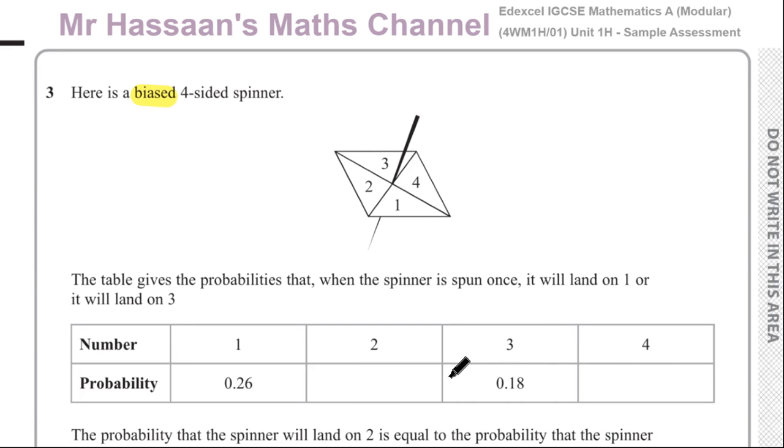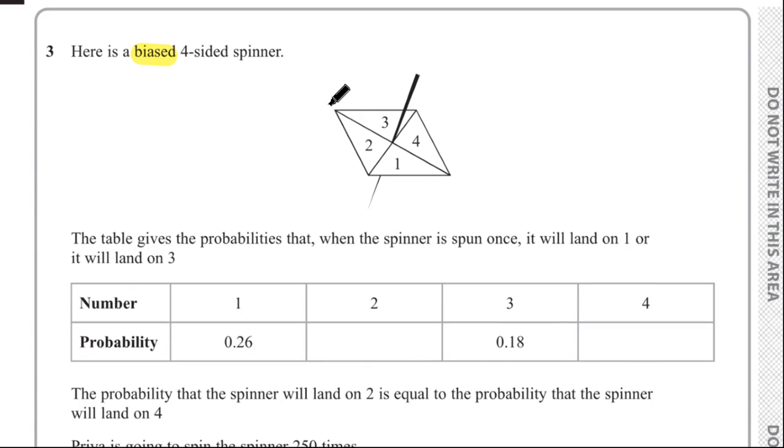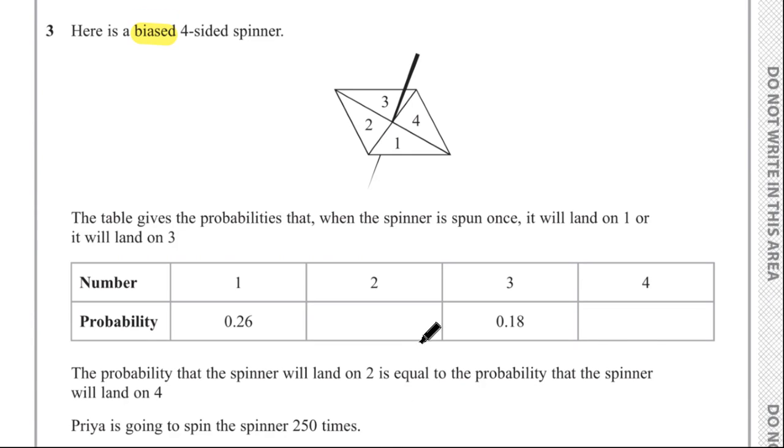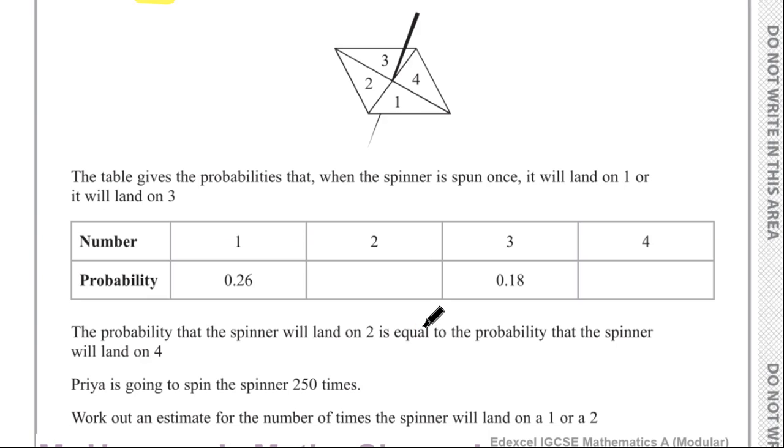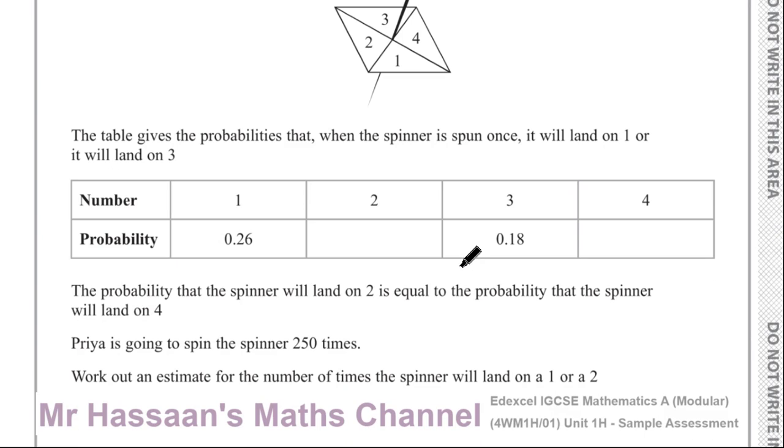It says the table gives the probabilities that when the spinner is spun once, it will land on 1 or it will land on 3. So these two have been given to us. The probability that the spinner will land on 2 is equal to the probability that the spinner will land on a 4. So these two probabilities are equal. The question says Priya is going to spin the spinner 250 times. Work out an estimate for the number of times the spinner will land on a 1 or a 2.